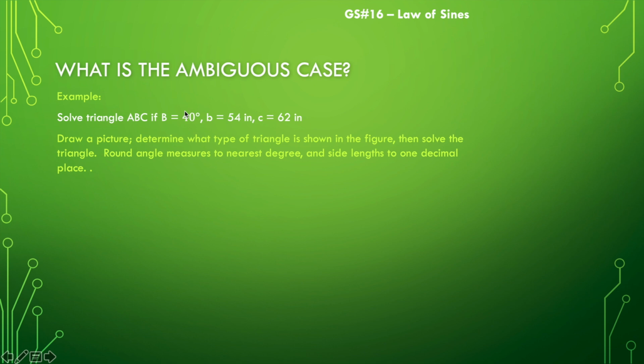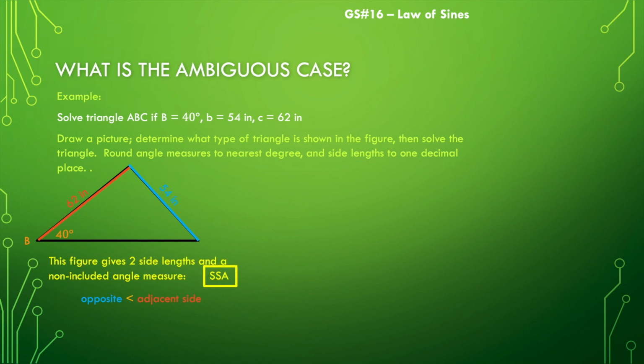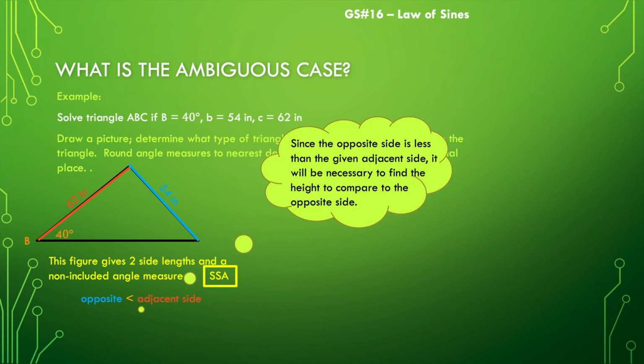So let's draw a picture. Here's our 40-degree angle, and our adjacent side is 62 inches. And our opposite side is 54 inches. I'm still given two sides and a non-included angle, so this is still an SSA case. And when that's SSA, it's ambiguous. I need to be careful. I first compare the length of that opposite side to the length of that adjacent side. Opposite side is shorter than the adjacent side. So I really need to know, how does that opposite side relate to the height?